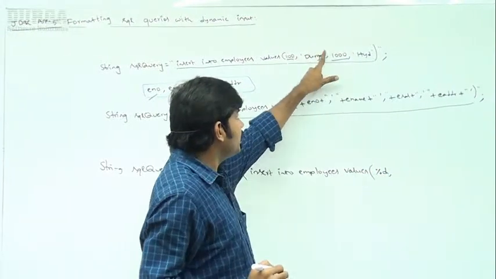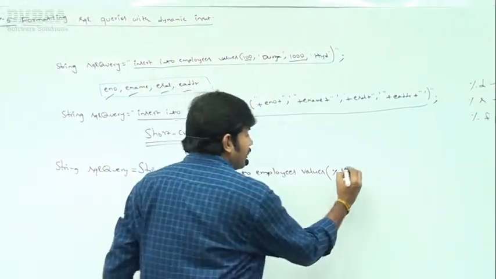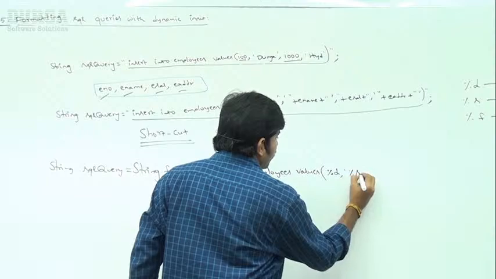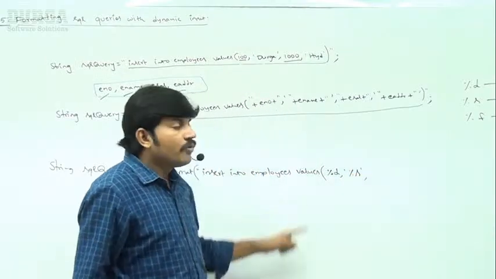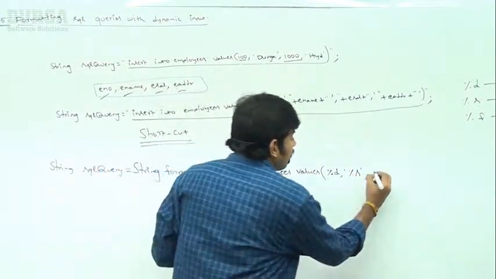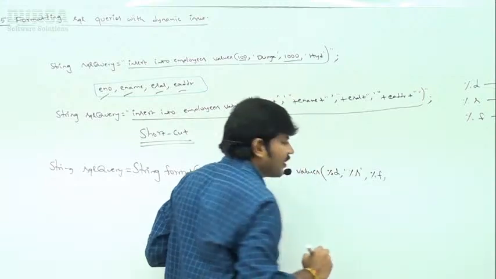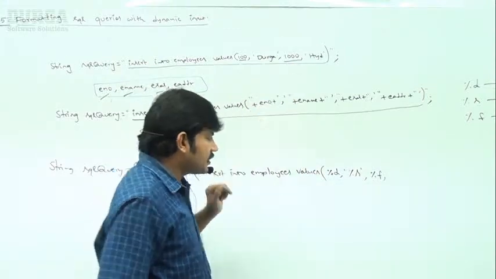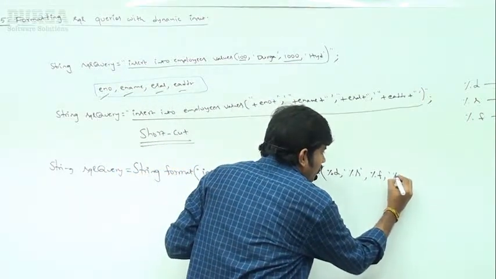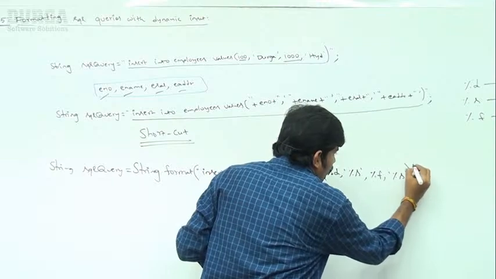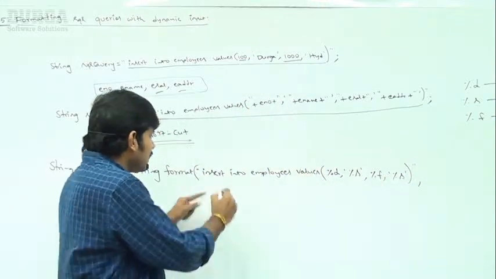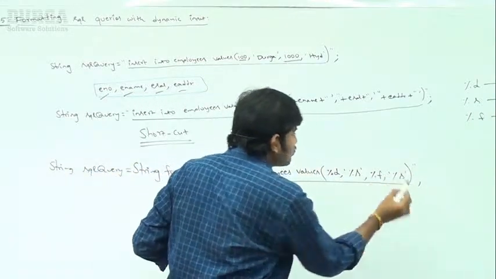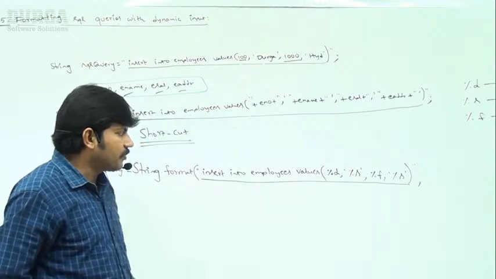Next, within single quote, string must be required. Within single quote, string I am taking, percentage S. What is the next one? 1000, okay? Percentage F, because salary is always a double type. Next, string within single quote, percentage S within single quote. Okay, that's all. Sir, this total is the first argument to the format method.